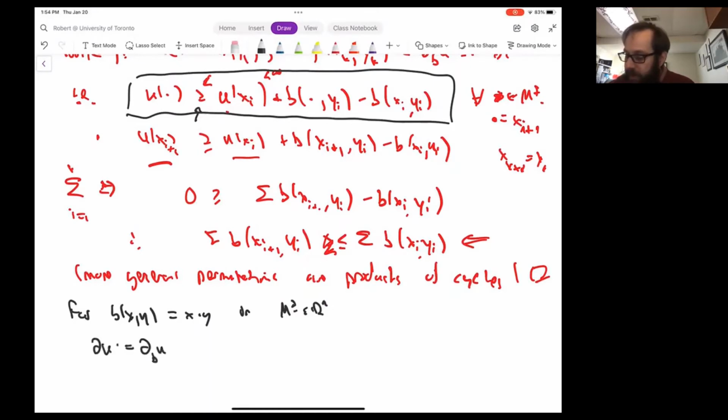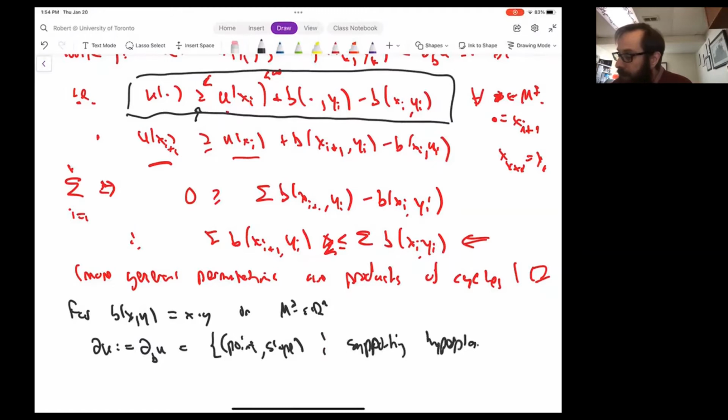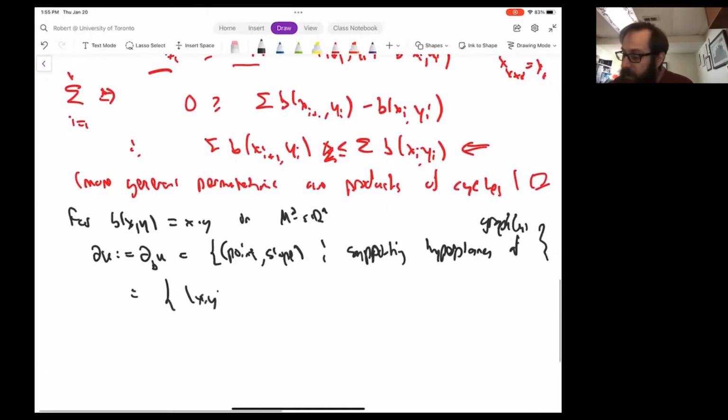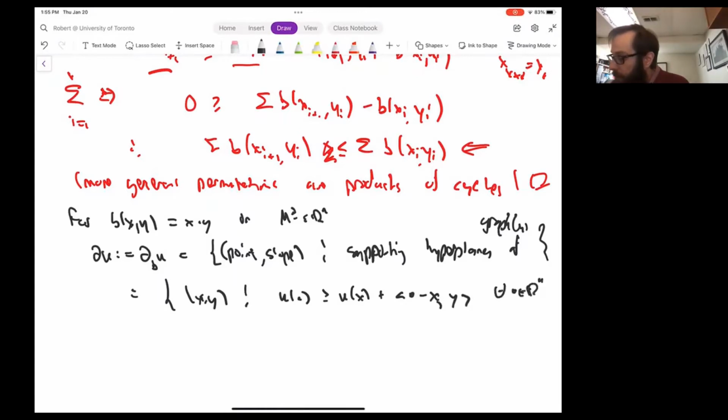So in that case, we usually just write this as du, which is the set of point slope pairs of supporting hyperplanes of graph U. Right, so it's exactly the set of xy such that u of anything is bigger than u of x plus, in this bilinear case, anything minus x comma y. And so this is, again, like a first order Taylor expansion.